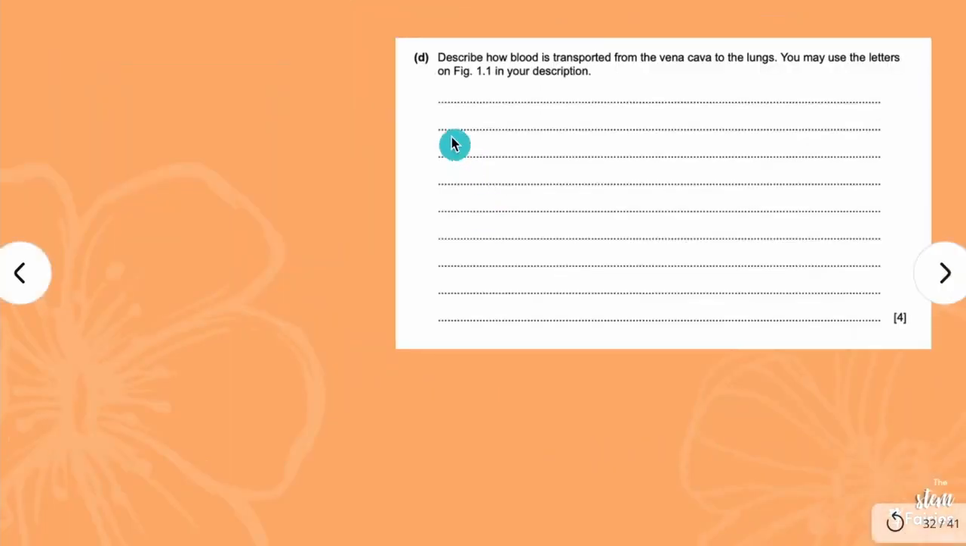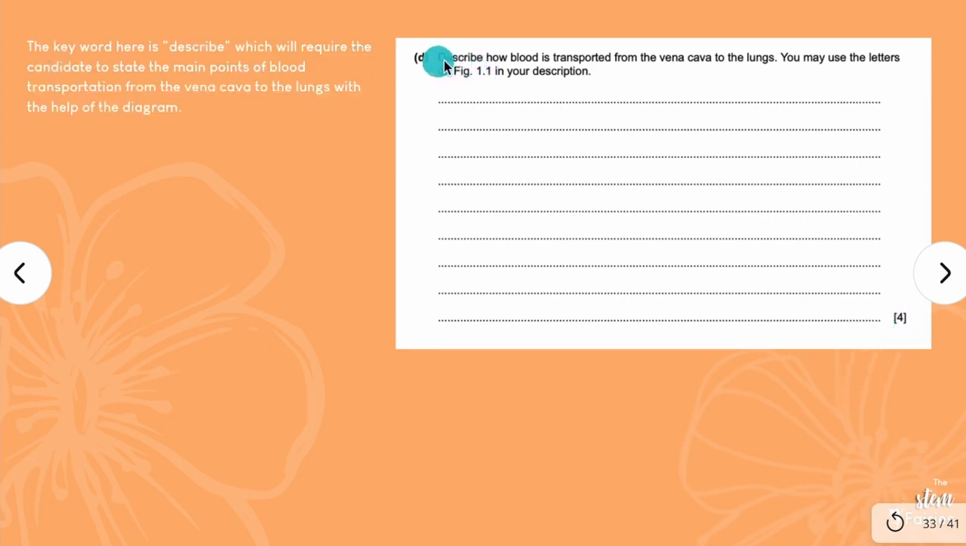Question D is asking us to describe how blood is transported from the vena cava to the lungs. You may use letters on figure 1.1 in your description. This question is for 4 marks, so here we're going to have to be stating 4 key points. The key word here is describe, which will require the candidate to state the main points of blood transportation from the vena cava all the way to the lungs with the help of the diagram.